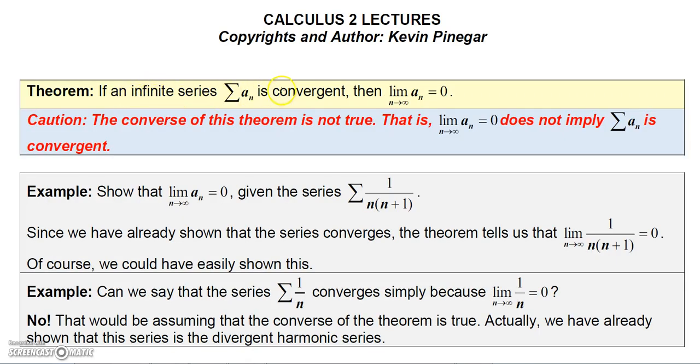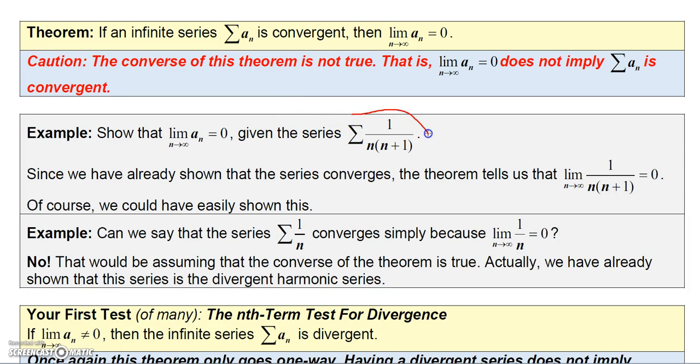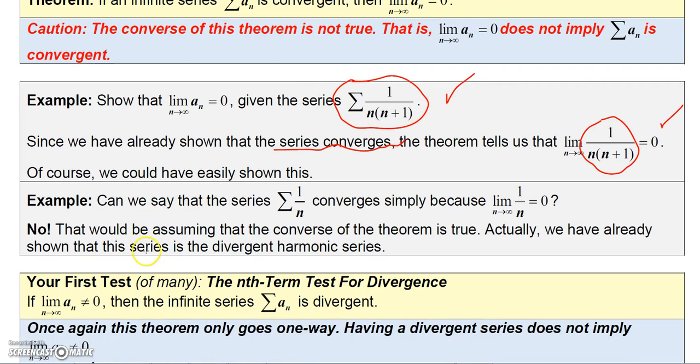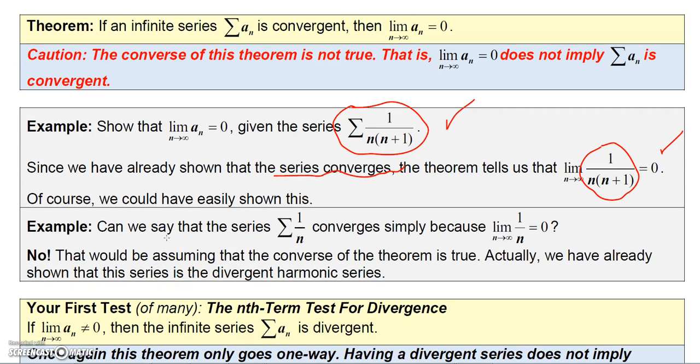If an infinite series converges, then the limit of the nth term must equal 0. Now this only goes one way. So if an infinite series converges, then the limit of the nth term is 0. Here's a series, and it wants us to show that the limit of the nth term is 0. Well, we've already shown that this is a convergent telescoping series. So since we know this series converges, then we know the limit of the nth term as n goes to infinity must equal 0. And obviously you could have easily shown that without using the theorem.